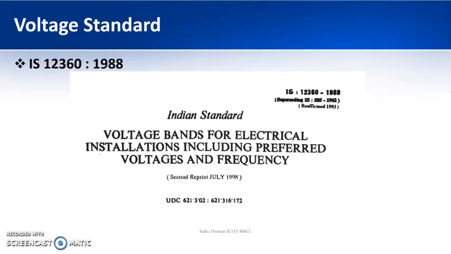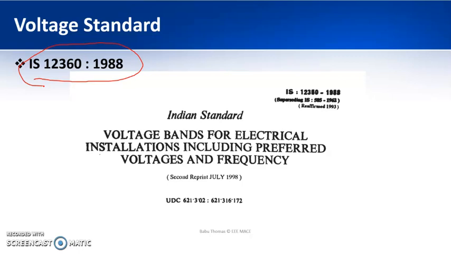Hi everyone. In the last section we were discussing the Electricity Act 2003 and also the National Electrical Code, NEC 2011. Now we are going to discuss the voltage standard which is prevailing in our country, and that is defined by the IS standard IS 12360, basically for the preferred voltages and frequency to be maintained at the transmission, the generation and also at the distribution side.